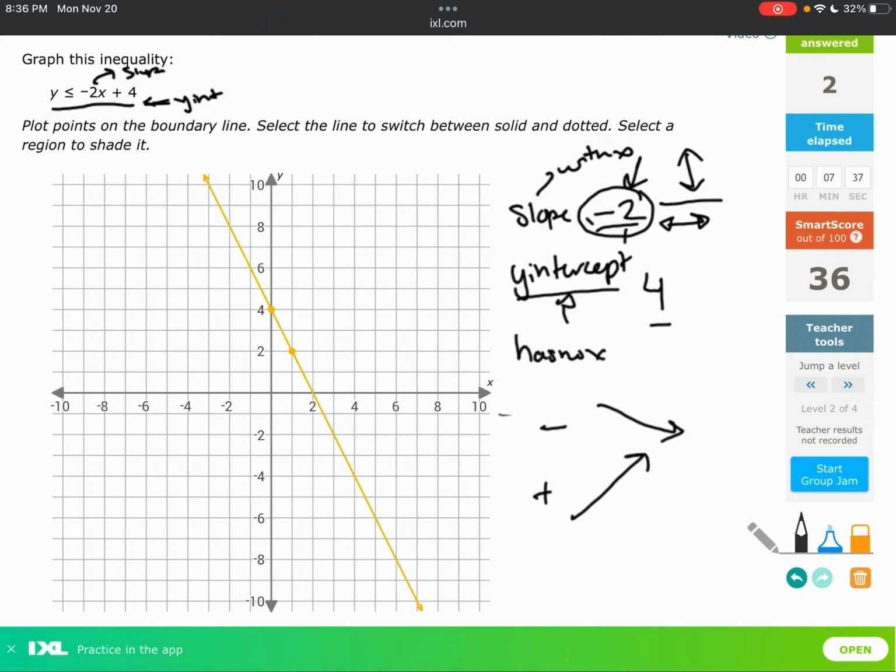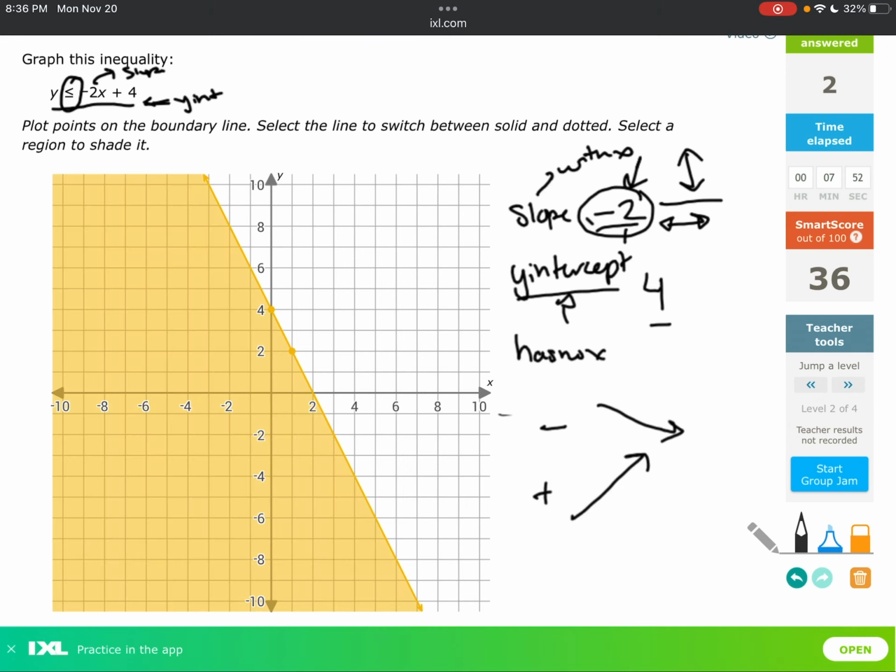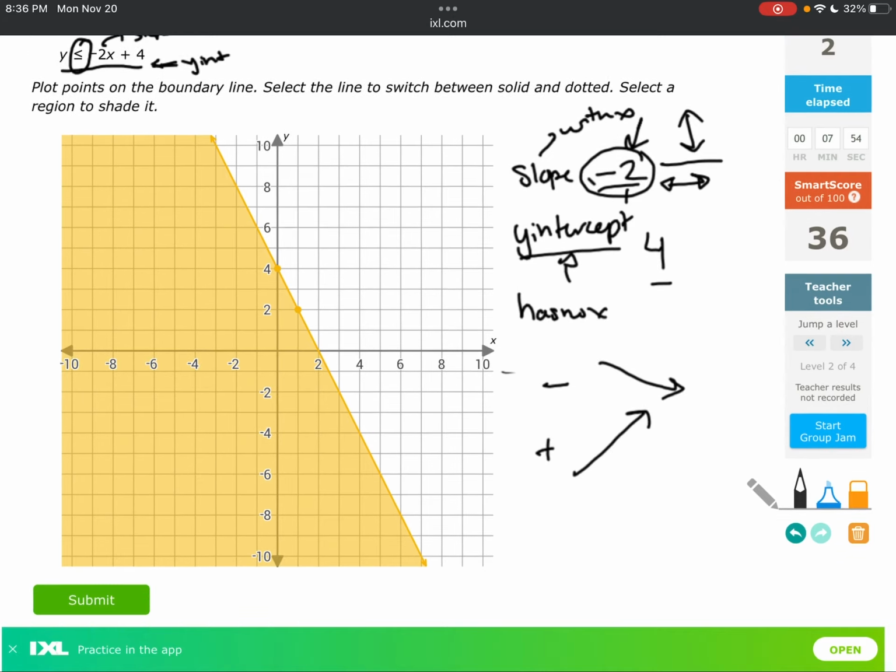So I'm going to go back and look at my line. It's a closed line. And it says less than. So I'm going to look at my y-intercept here. And I'm going to see which numbers on the y-axis are less. The numbers down here are less, so that will be my answer.